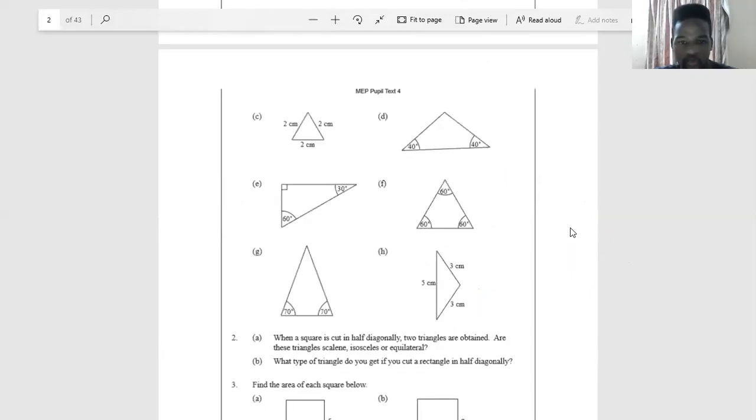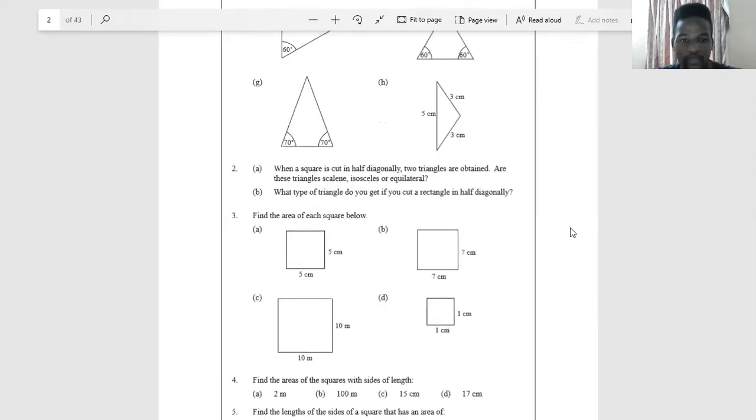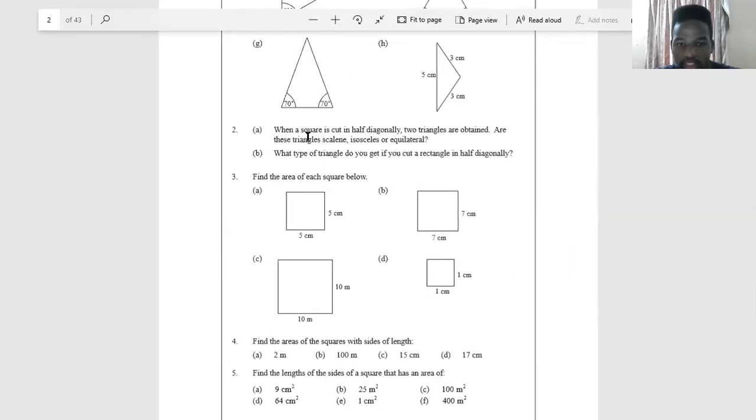So without wasting time, let's carry on. You'll carry on with all of that, everything that we did. And then here they're asking you, when a square is cut in half diagonally, 2 triangles are obtained, as I explained. Are these triangles scalene, isosceles, or equilateral?